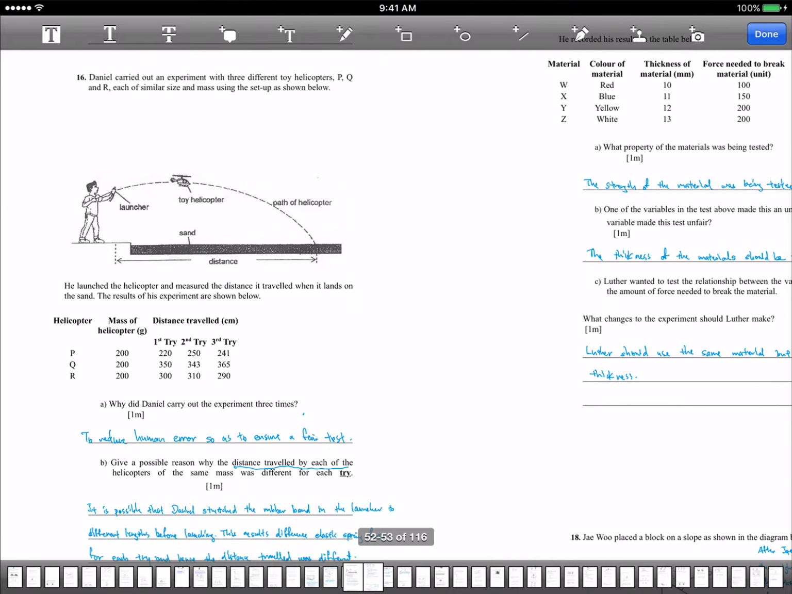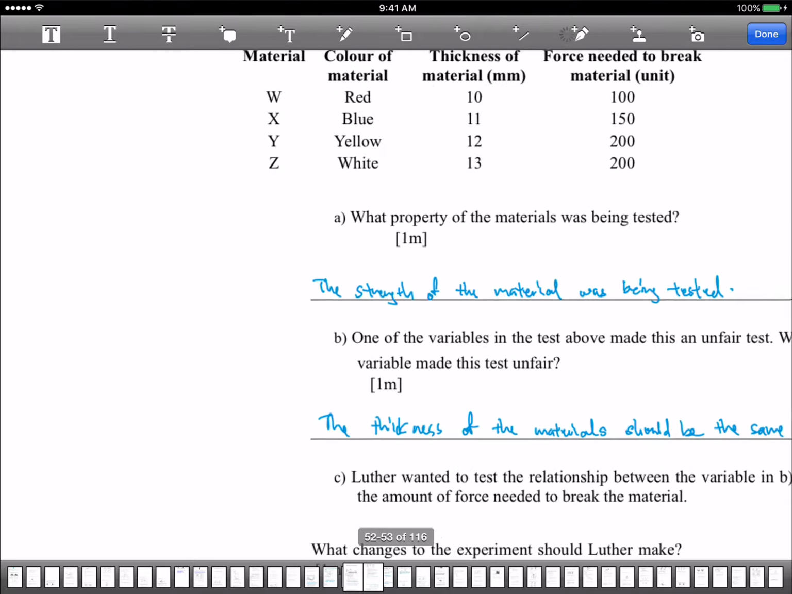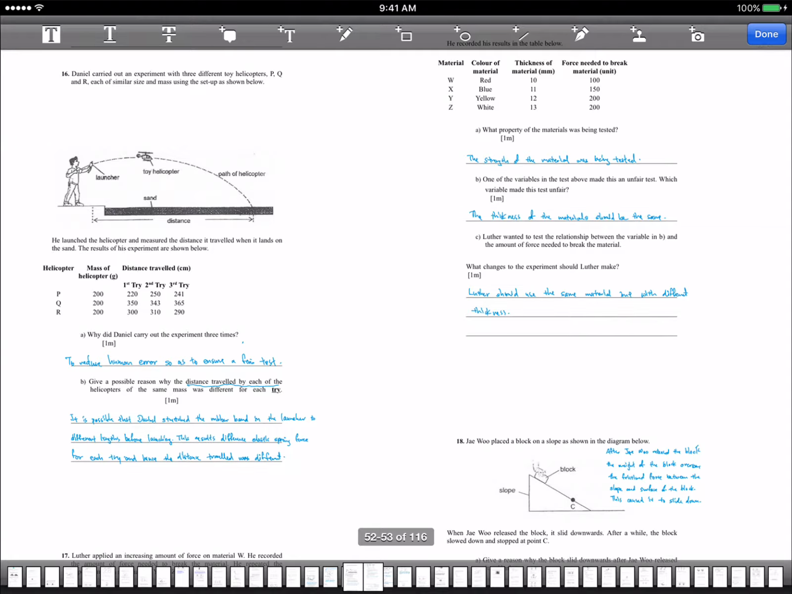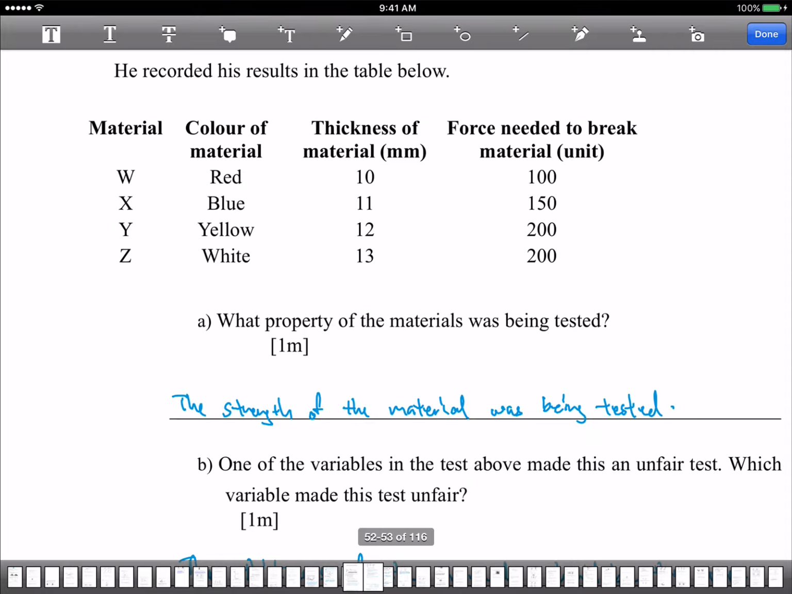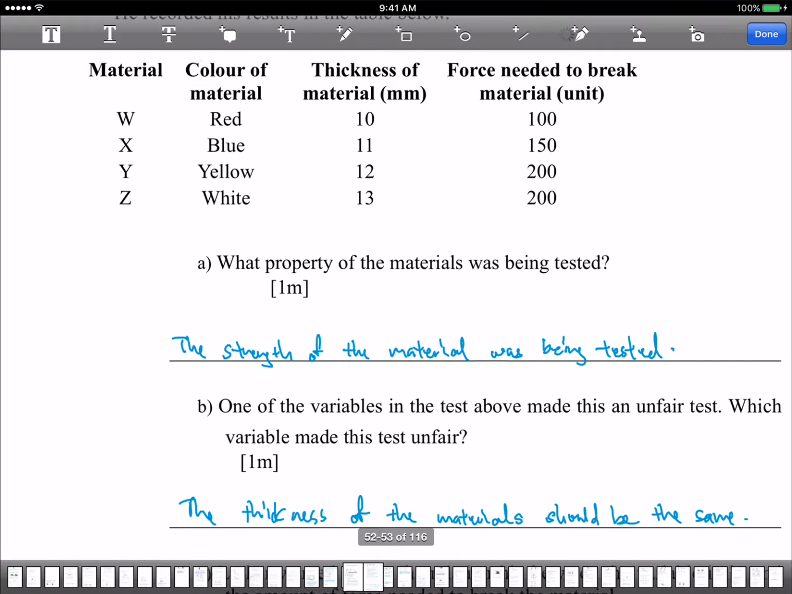Next one. So very easy questions here. Okay, so the next part: apply an increasing amount of force on material W. You can look at your question. So he recorded the results and showed them. What property is being tested here? You have different thickness, and then you put things on top to see whether it will break. Oh yeah, strength. Yeah, very good. They're testing the strength of this object.